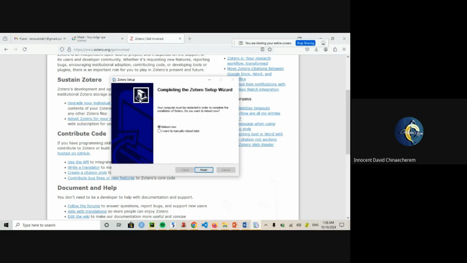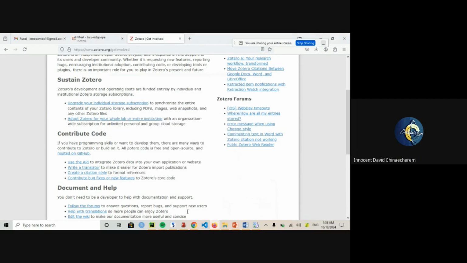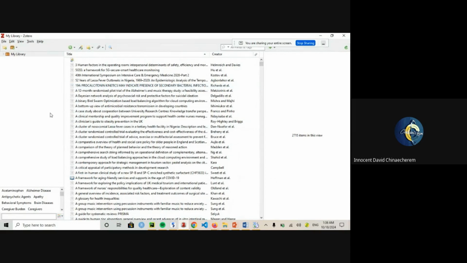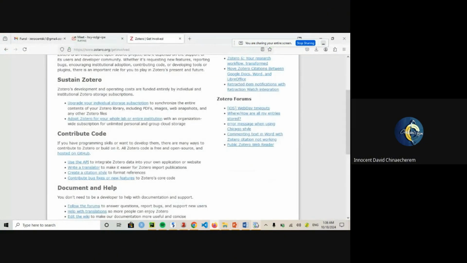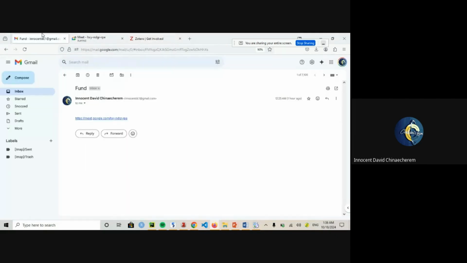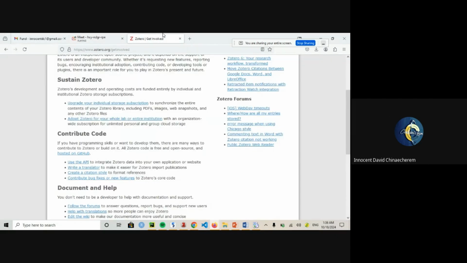While that is running, if I click on finish, it is going to reboot, but I don't want that. But this is already my Zotero installed here, and I have all my files here. Remember, you have to install the connector. Remember, you have to do what? Install the connector. That is very, very important for you.